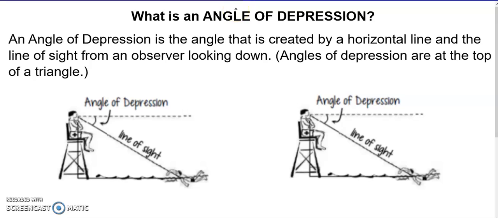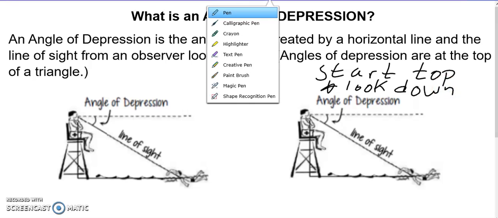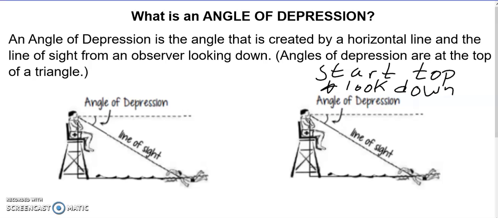With an angle of depression, we are going to start at the top, and we are going to look down. When we're starting at the top, our initial line of sight, as always, this lifeguard is looking out this way, and then he hears the swimmer in the water going, "Help me, help me," so he's going to look down. The angle of depression is this angle formed between the horizontal line and that line of sight.